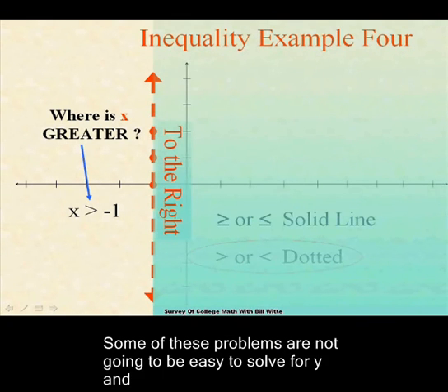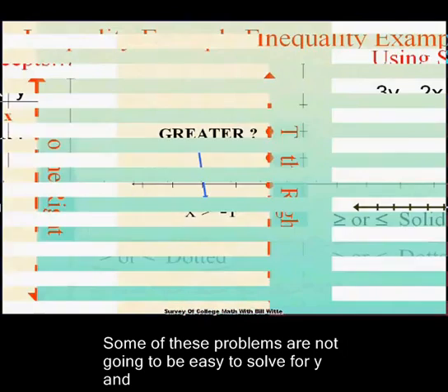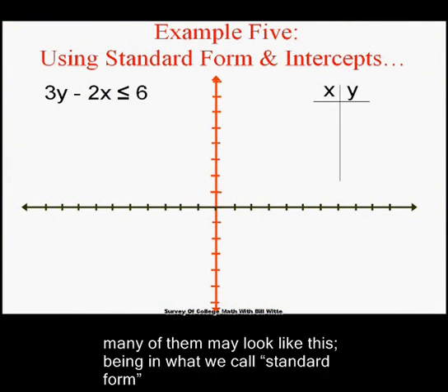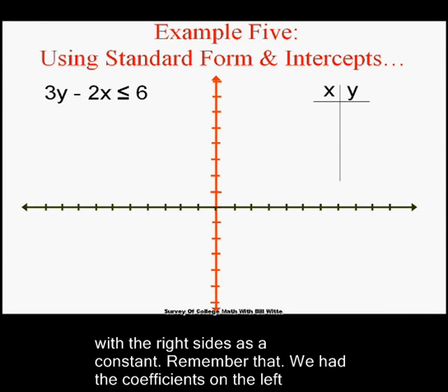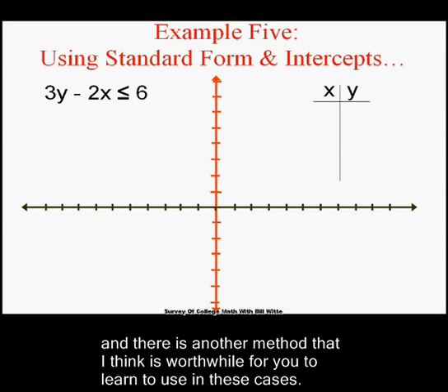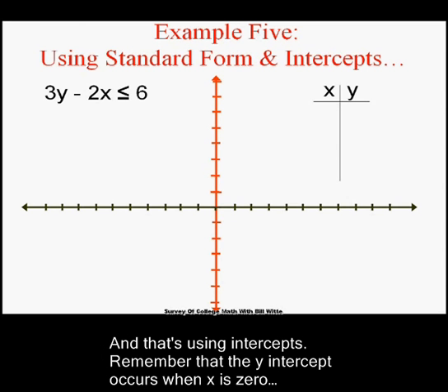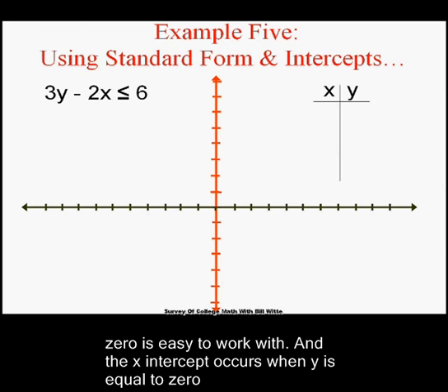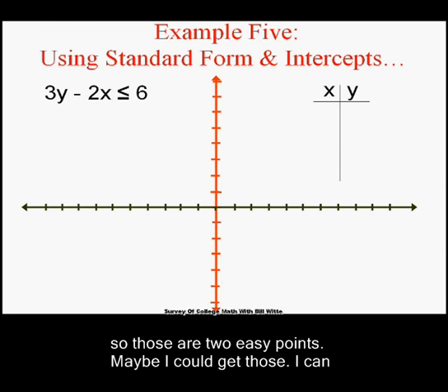Now some of these are not going to be easy to solve for y, and many of them are going to look like this. They're going to be in what we call standard form, where the right side is a constant. Remember that? Where we had the coefficients on the left side and the constant on the right. Some of them are going to look like that, and there is another method that I think is worthwhile for you to learn, and that's using intercepts. Remember that the y-intercept occurs when x is 0. 0 is easy to work with. And the x-intercept occurs when y is equal to 0. So those are two easy points. Maybe I could get those.